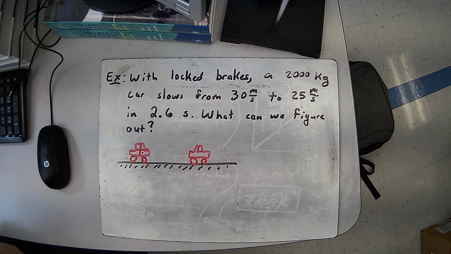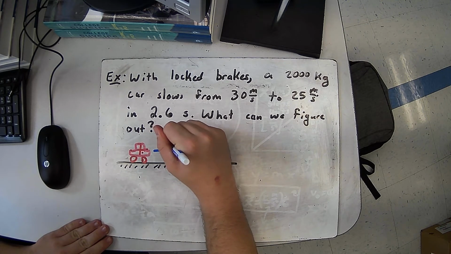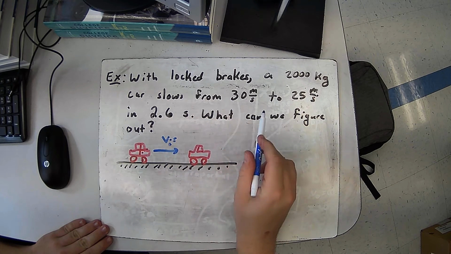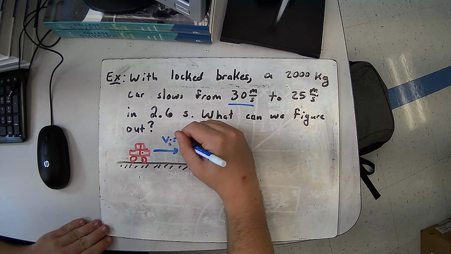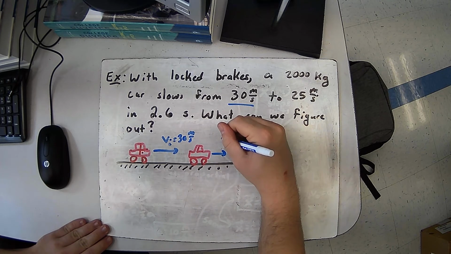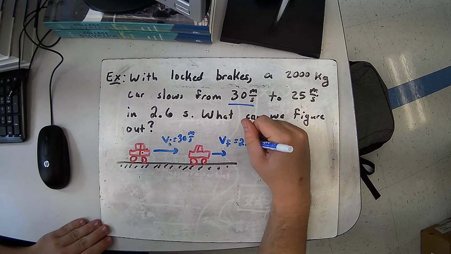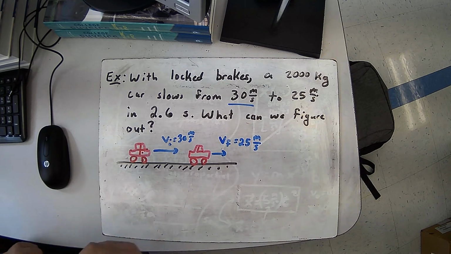There we go. The car has an initial speed of, let's see, 30 meters per second, and it's going slower in the end, at 25 meters per second.